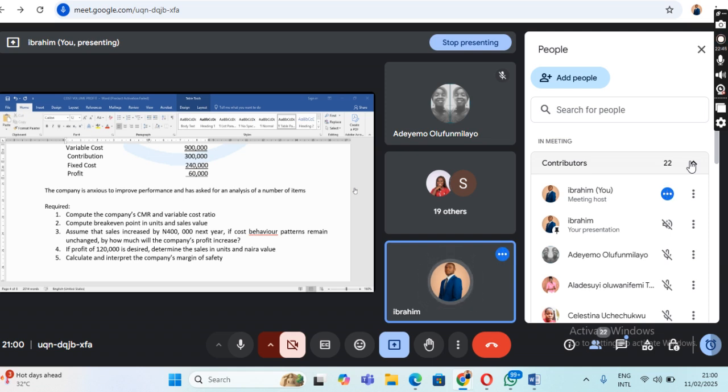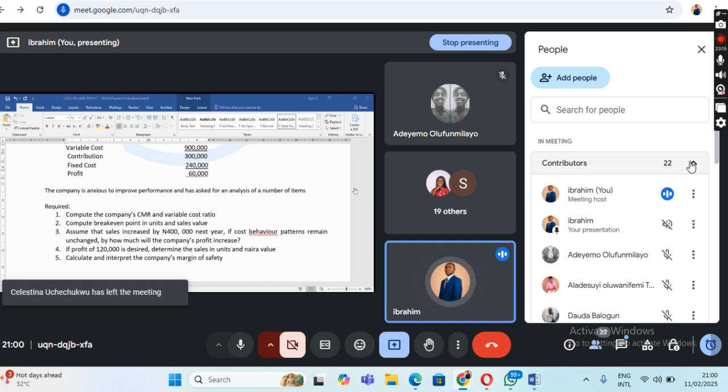While your total fixed cost remains the same, right? So this is to tell you that you don't need anybody to tell you this. They say assume that sales increases by 400,000 next year, if cost behavior patterns remain unchanged, by how much will the company total? Don't allow that phrase, if cost behavior pattern remain unchanged, to confuse you, right?